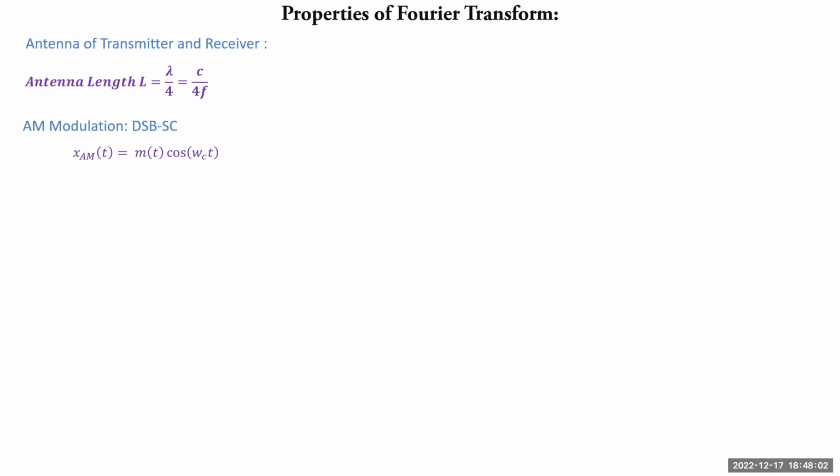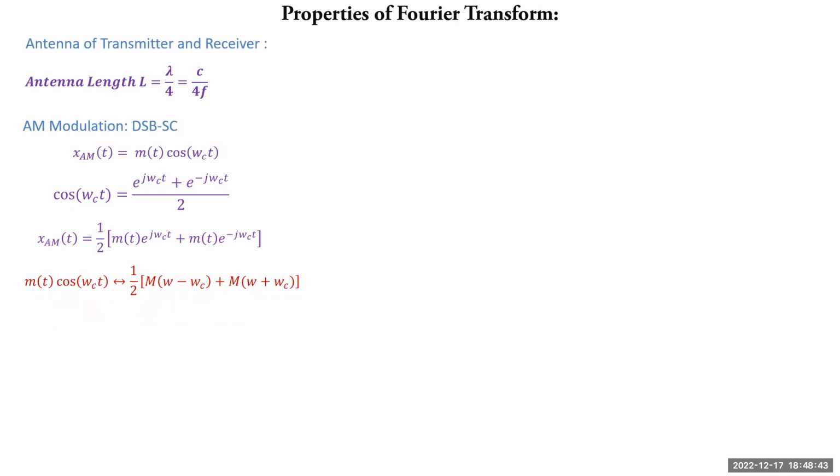and it is defined as m of t into cos of omega c into t, where m of t is a modulation signal. Now here we can use a Euler identity for cos of omega ct, and when it is substituted in the equation of AM modulation signal, we will get two terms, m of t into e raised to j omega ct plus m of t into e raised to minus j omega ct. Here we can apply the modulation property to each term, and we'll get the spectrum of AM modulation double sideband suppressed carrier signal as half into M of omega minus omega c plus M of omega plus omega c.